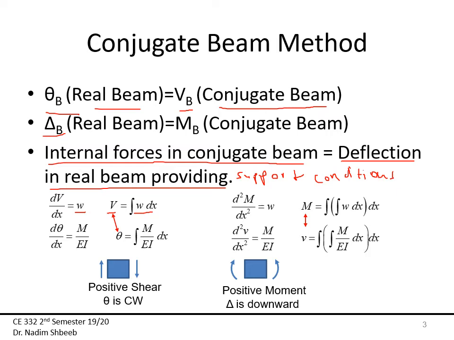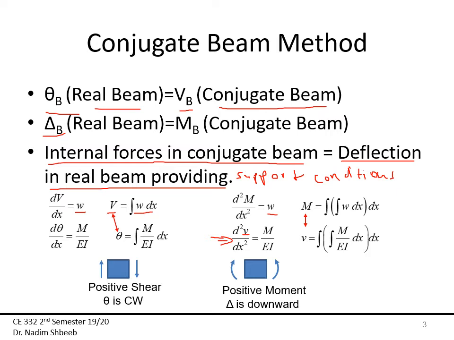For the same thing, if we take the second derivative for the moment, d squared M by dx squared, this is also equal to the load. And we know from strength of materials that the second derivative of the deflection, here small v is the deflection, is also equal to M over EI.